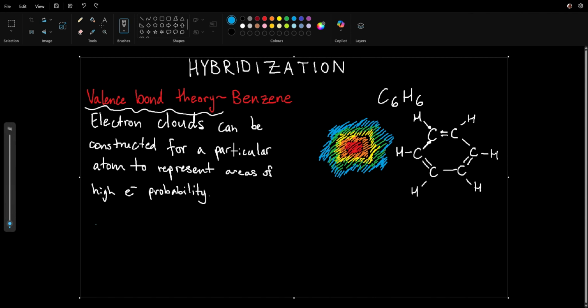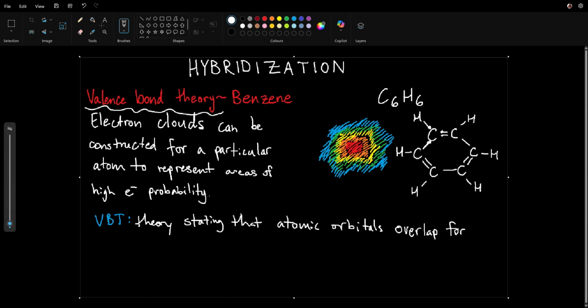So we'll just define it down here that VBT is the theory stating that atomic orbitals overlap, forming new orbitals with a pair of opposite spin electrons. Yeah, I'm just using e minus for electron.